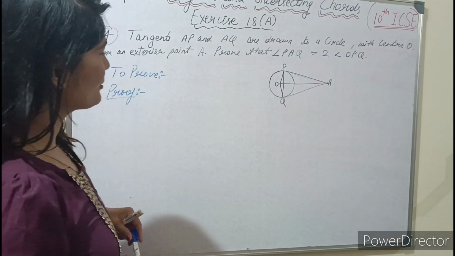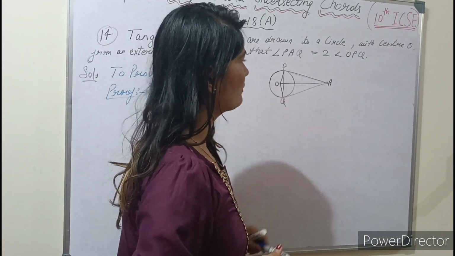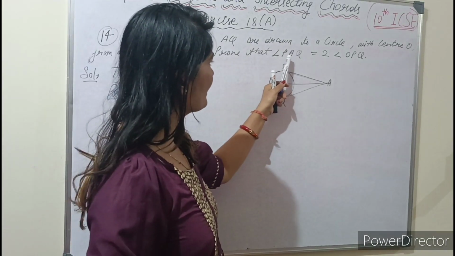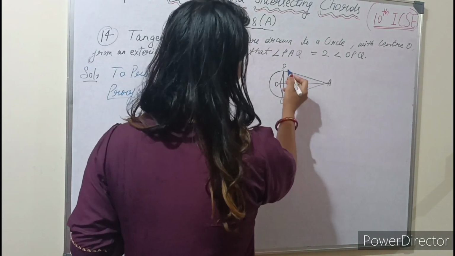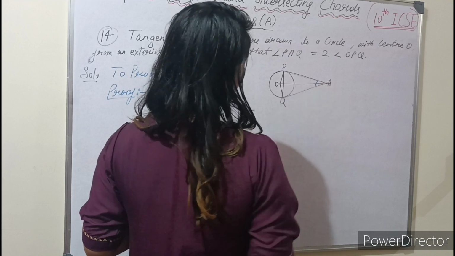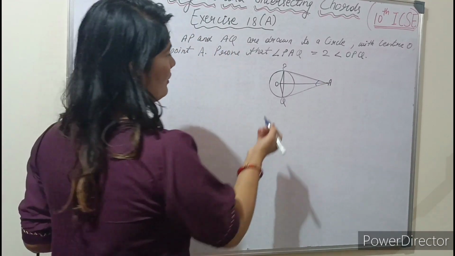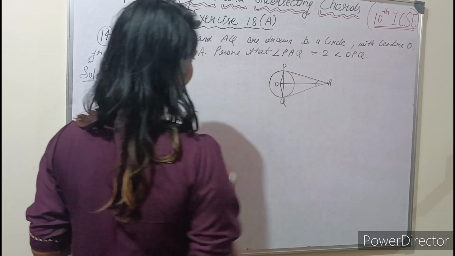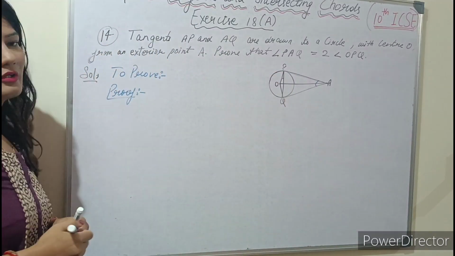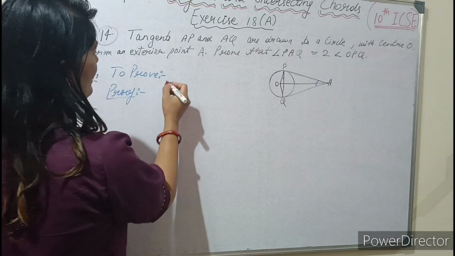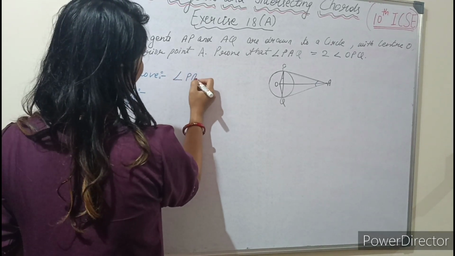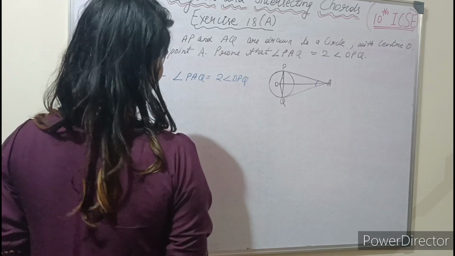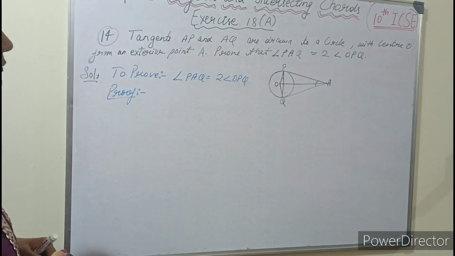Now moving to question number 14. Tangents AP and AQ are drawn to a circle with center O from an exterior point A. Prove that angle PAQ is equal to twice of angle OPQ. So here this is OPQ, this angle. First of all write what you have to prove. So in this case you have to prove that angle PAQ is equal to twice of angle OPQ. So let's start proving this.